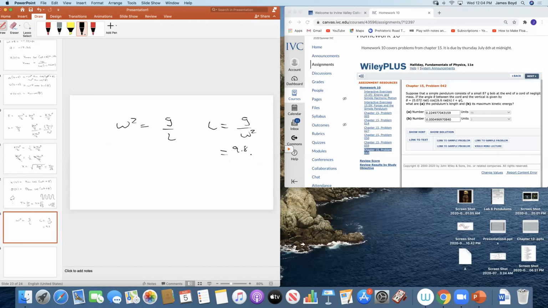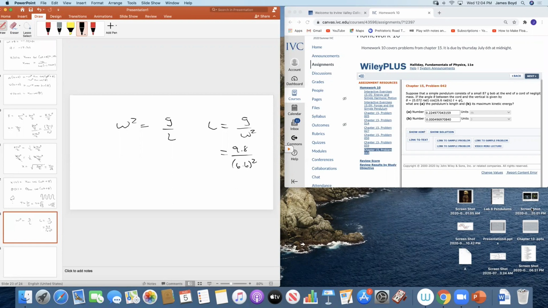Assuming g is 9.8 and omega is 6.6 squared, what do we get? 9.8 divided by 6.6 times 6.6. And my calculator's off. I get 0.22497, which is exactly what they got for the length of the pendulum in meters.